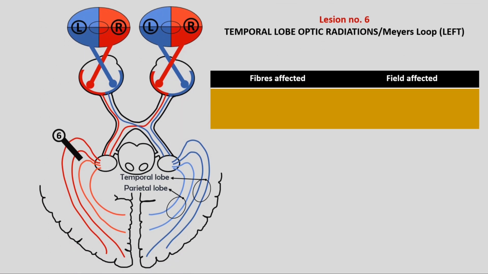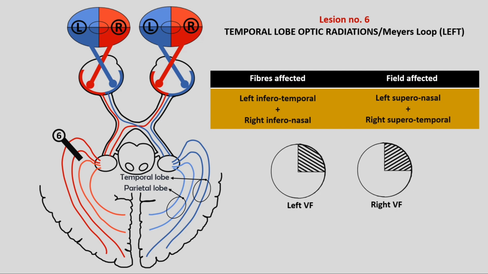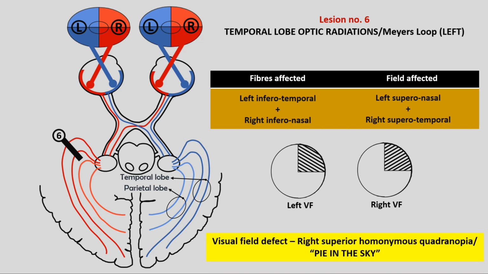Lesion number 6 is at the temporal lobe optic radiations on the left side that carry inferior fibers, and this is the important point to note here, that these optic radiations or Meyer's loop have fibers only from inferior quadrants. So the fibers affected here are left inferotemporal and right inferonasal. So the affected field will be left supranasal field and right supratemporal field, which is known as right superior homonymous quadrantanopia and also called pie in the sky defect.